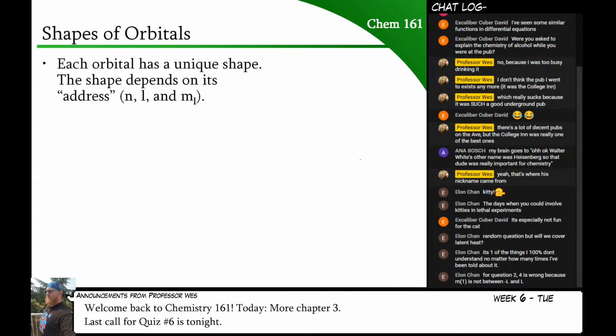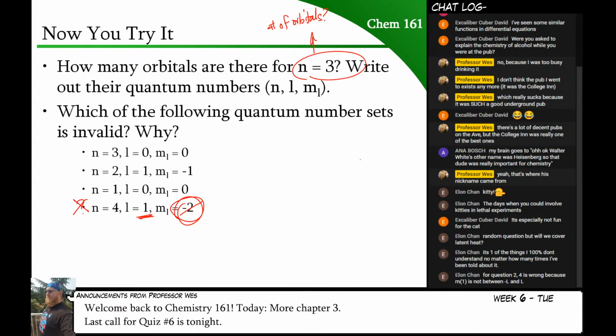I think that that's all that I'm going to do today. Yeah, so we're going to come back tomorrow. We're going to discuss shapes of orbitals and what those shapes mean. The shapes are not going to be super important to us in this class, but they'll mean a lot more when you get to organic chemistry.